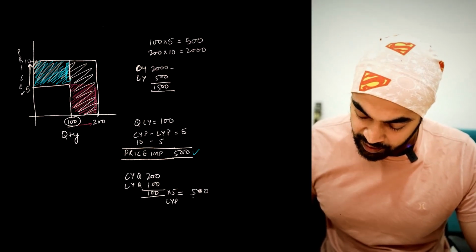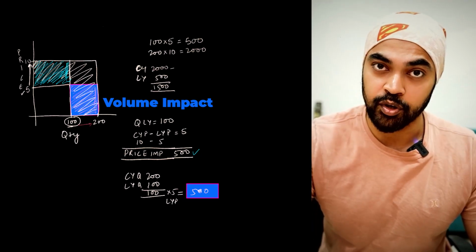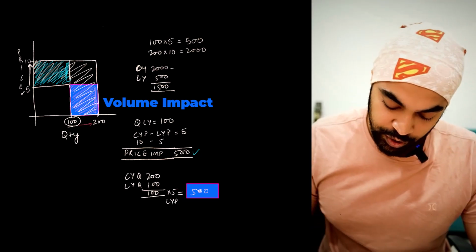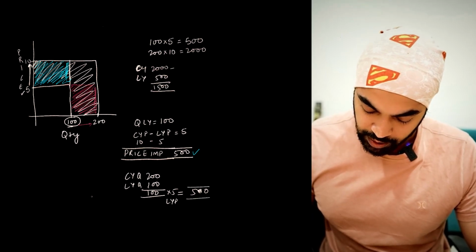That means another 500 came just because we sold more of the product if we kept the price the same, which is nothing but this particular area right here. And this 500 is nothing but your volume impact.